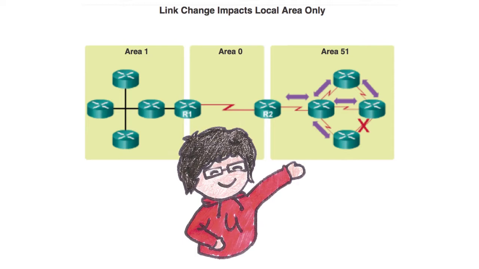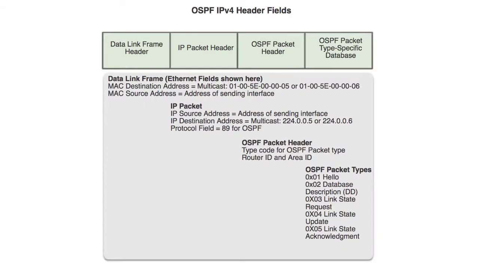An autonomous system can be divided into smaller areas to support hierarchical routing. Routing still occurs between the areas, known as inter-area routing, but many of the processor-intensive routing operations are kept within an area. Now we're going to talk about OSPF messages.